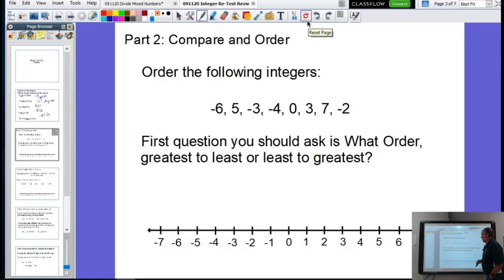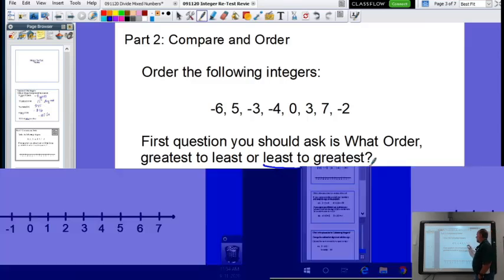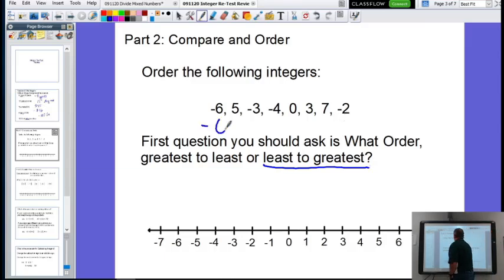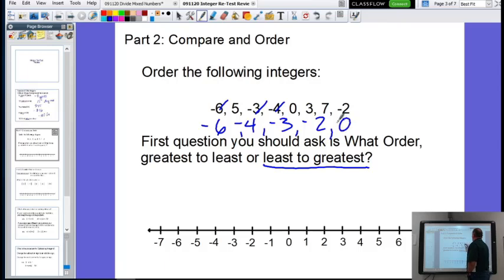Now, if I ask you to put numbers in order, I need you to, one, pay attention to what order I'm looking for. In this particular question, it says least to greatest. So that means that we're going to do them from left to right. So you think about them in terms of a number line. All these numbers right here, the one furthest to the left would actually be -6. Then the next one would be -4, and then -3. We can cross those out as we go. Then the -2, then the 0, then the 3, then the 5, and then the 7. So that would be the proper order. If you think about the numbers on a number line, least to greatest means left to right. Greatest to least means right to left. Pretty simple to do.